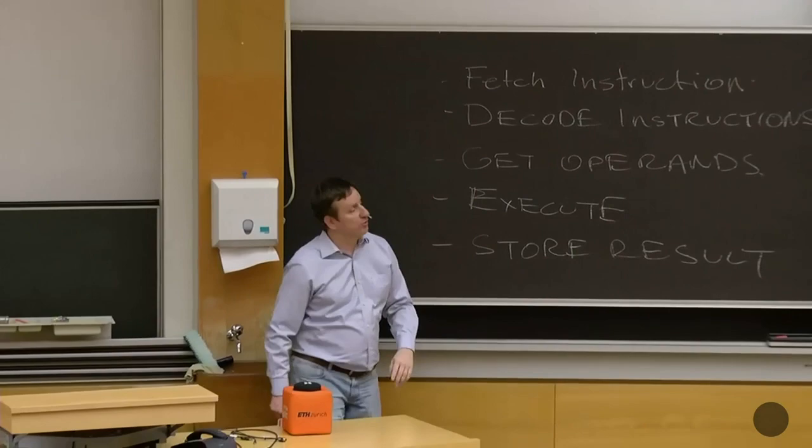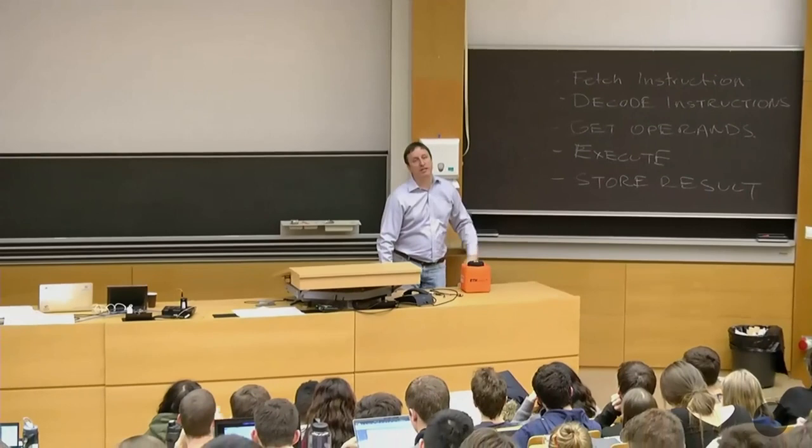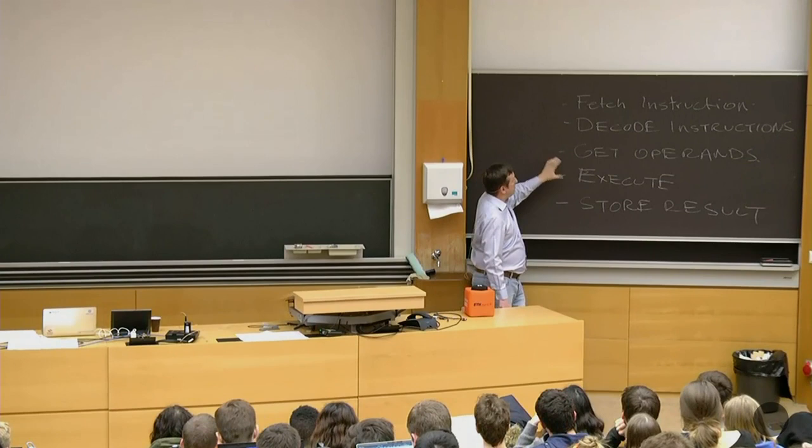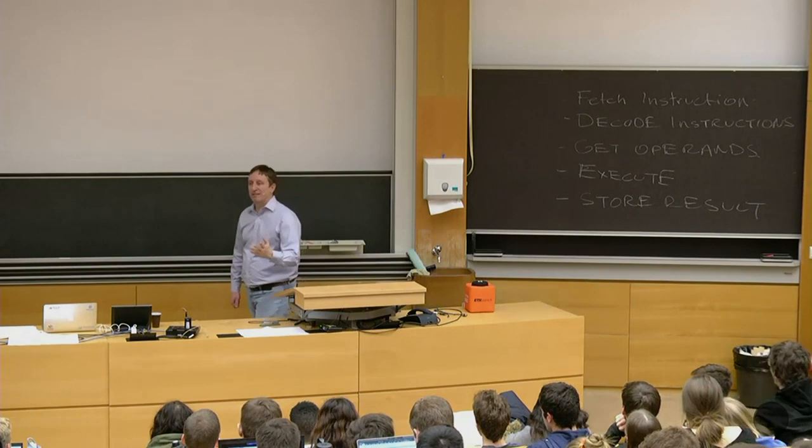For example, it looks like it's a good idea to split it into five, in this case. Depending on how you implement your microarchitecture, it might be different. So you say, I will have just one cycle that does the fetch, one cycle that does the decode, the get operands, execute, store result, and I came to the multi-cycle architecture. So that was last week, right?